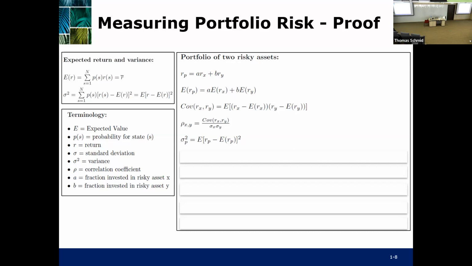So then we look at the portfolio of two risky assets, X and Y. We invest A in X and B in Y. The realized returns are very simple, just the weighted average, nothing interesting. Expected returns, again, very simple, just the weighted average.